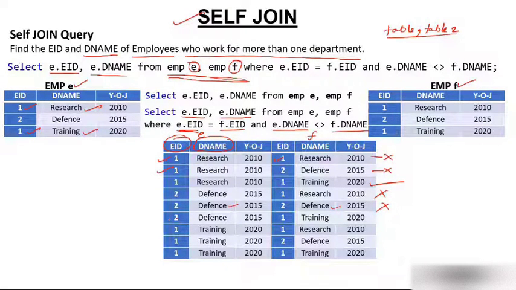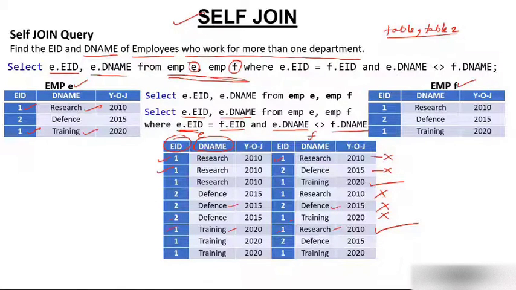Again, we apply the same thing. Is this ID equal to this ID? No. First condition is false, so we will not check the second condition. Is this ID equal to this ID? Yes, this ID is equal to this ID. Is this department name not equal to this? Yes, so we'll select this.